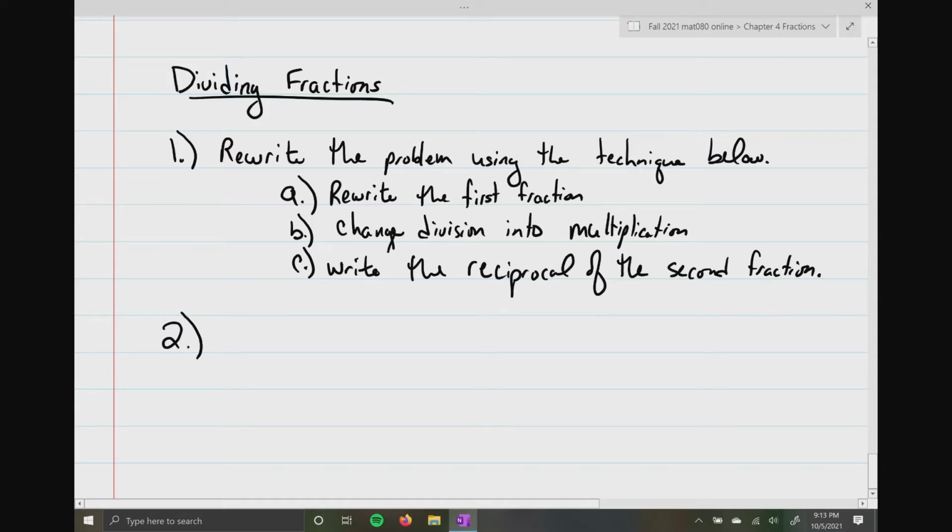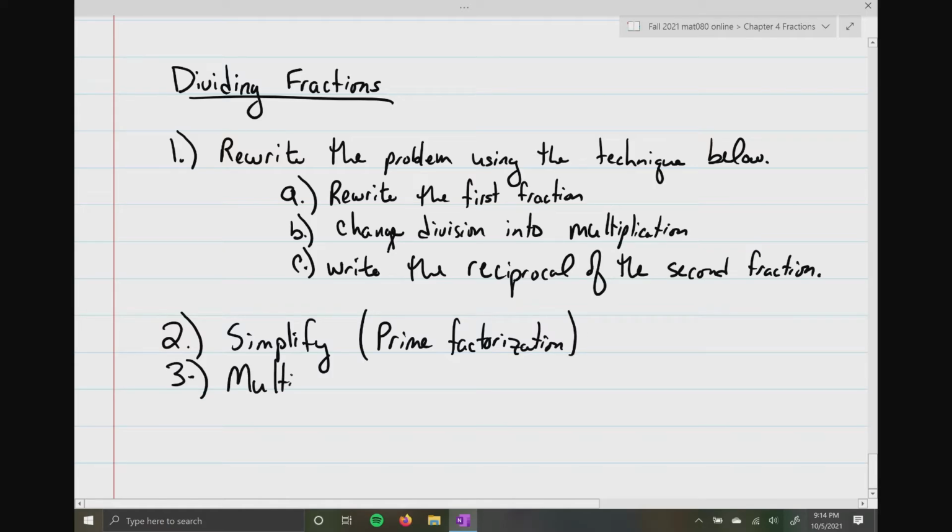So part C is write the reciprocal of the second fraction. Okay? So after you do that, your next step 2 would be simplify. And in parentheses, I'm going to put prime factorization again. And then step 3 is going to be multiply the leftovers from left to right.